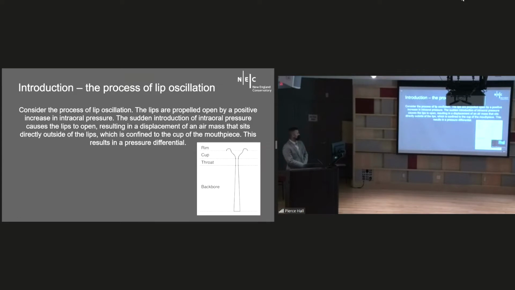I'd like to ask everyone to consider briefly why air is important in brass playing. Similar to the process of phonation in the voice, the lips are propelled open by a positive increase in intraoral pressure generated from the lungs. This sudden introduction of intraoral pressure causes the lips to open, which results in a displacement of an air mass that sits directly outside the lips, which is confined to the cup of the mouthpiece, which is, as you see right here. And the rim acts as a type of interface between the lips and the instrument. This results in a pressure differential, which causes the lips to sustain oscillation. And there's a relationship between intraoral pressure and the note being played.